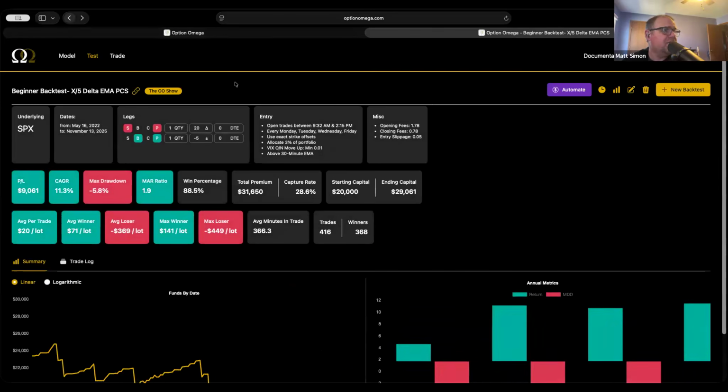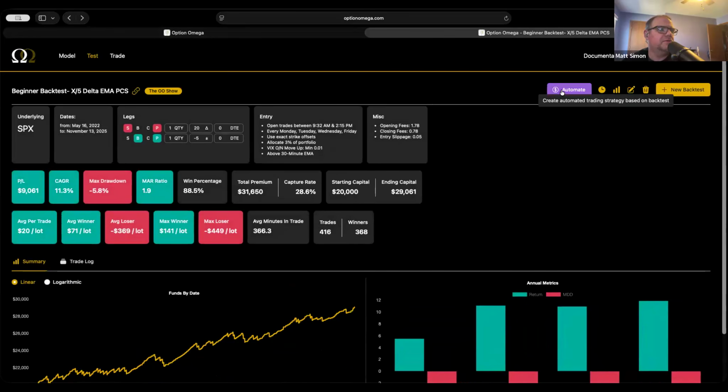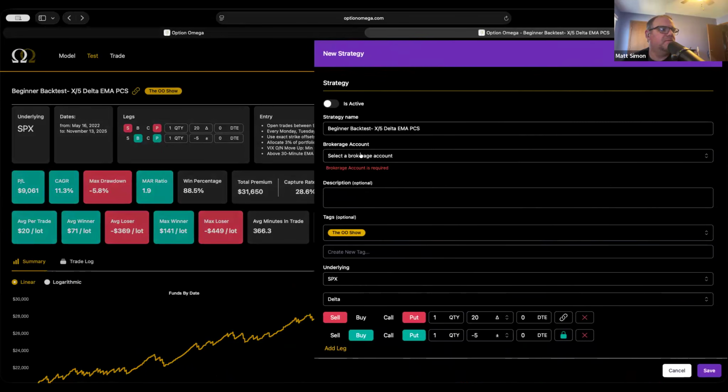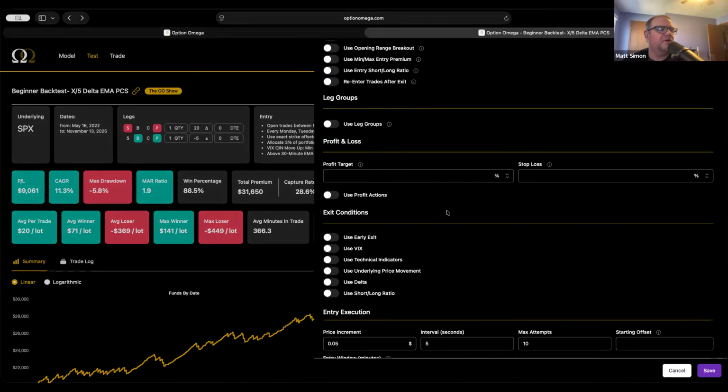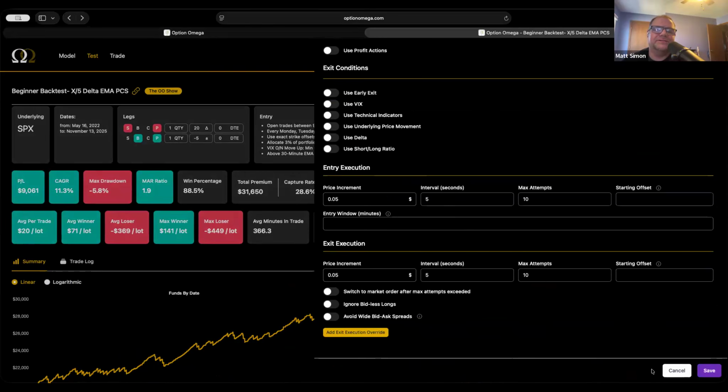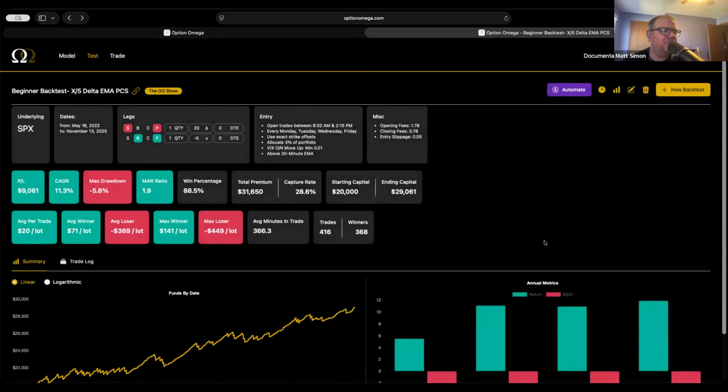If I back up here, the other thing we can do is automate it. If we wanted to trade this, we could automate it. We could put it on an account, turn it active. This is a demo account, but literally with that one button I clicked, automate it, I could click save and it would create an automated strategy for me.